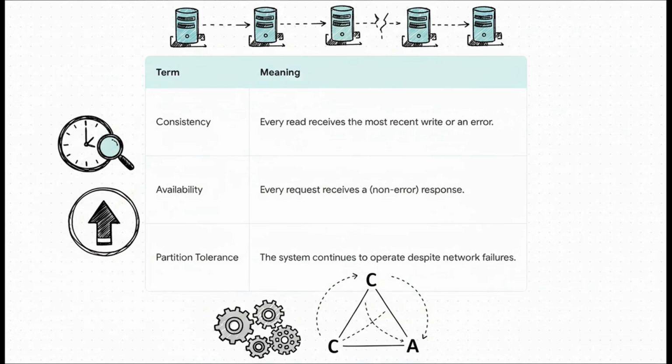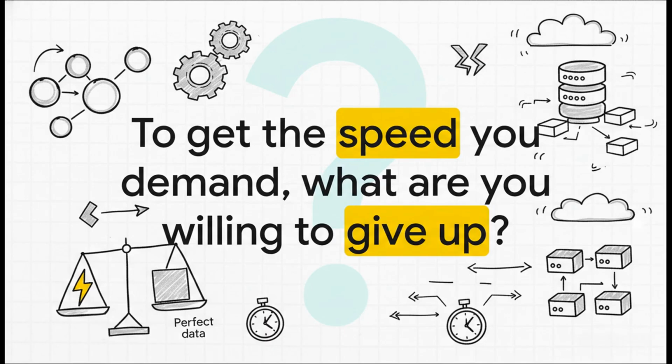First is consistency, meaning everyone sees the exact same, most up-to-date data. Second is availability, meaning the system is always online and responds to requests. And third is partition tolerance, meaning it keeps working even if parts of the network fail. You get to pick two, but you can never ever have all three. A bank, for example, will always choose consistency over availability. You'd rather see an error than the wrong account balance. But a social media feed will choose availability, because you'd much rather see slightly old posts than nothing at all.